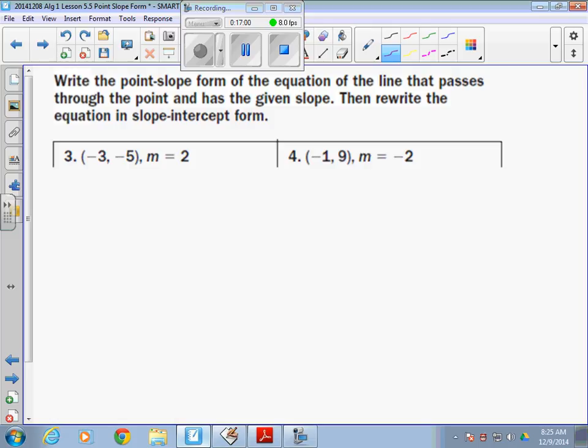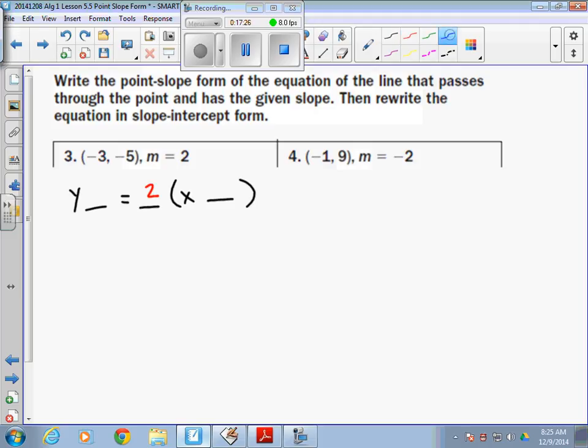Number 3 and number 4 say write the point slope form of the equation that passes through the point with the given slope, then rewrite it in slope intercept form. So these are really simple. We don't even have to do any figuring for slope for these. All we have to do is plug them into the right spot. Y minus y sub 1 equals m times x minus x sub 1. So your m value for this one is 2.